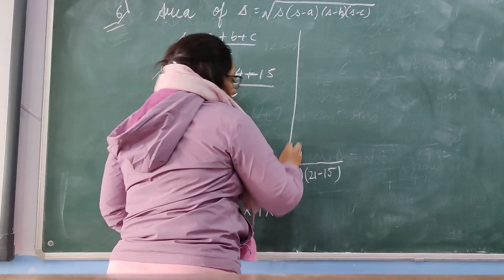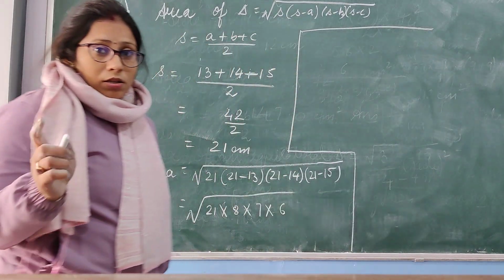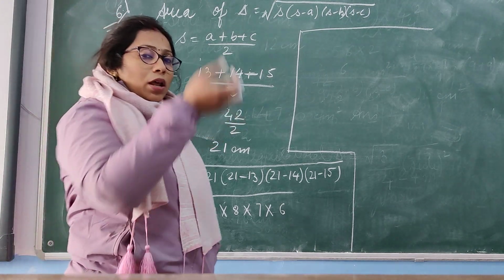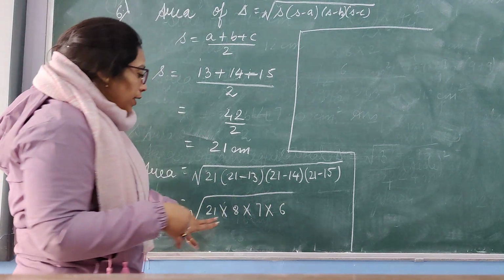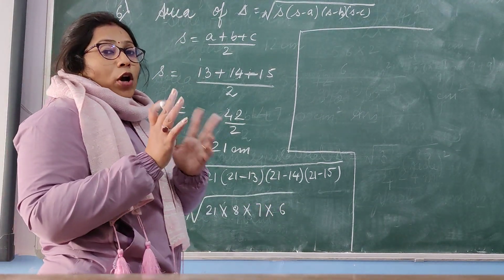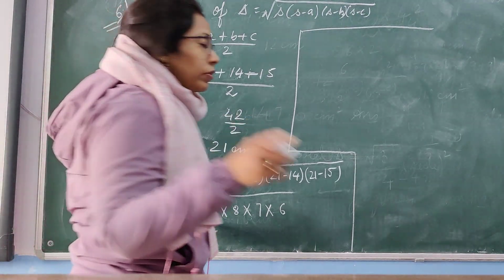How? We know that to find out the square root, we need the pairs. Okay? We need a pair of numbers, a pair of similar numbers. If there is a pair, we can take that out from the square root. So, let's write all these numbers in the form of the product of prime numbers. Okay? Now, 21 could be written as 3 into 7.